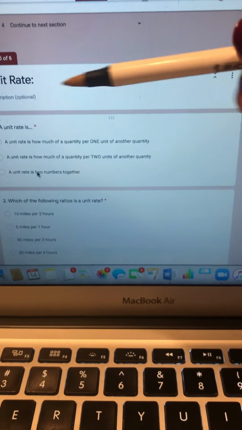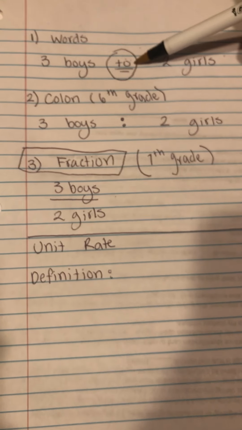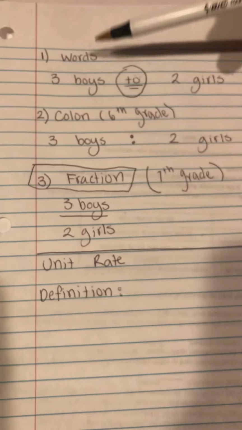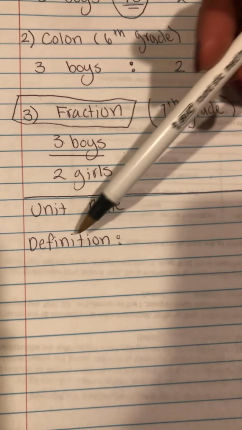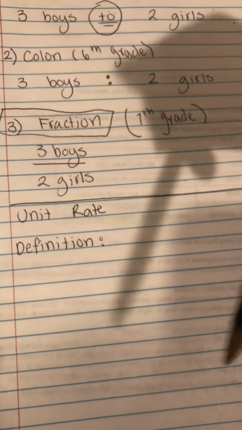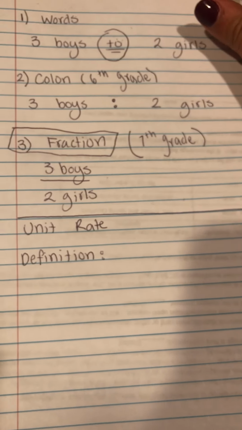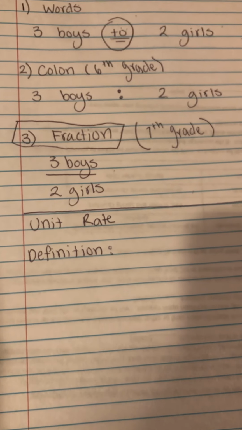All right, now we're going to discuss quickly what is a unit rate. So I'm going to go back to my notebook, okay? In my notebook, the first thing you're going to write under the 3 different ways to write a ratio is unit rate. And then you're going to write definition. This is really important because at the end of this lesson, you will be taking a picture of your notes and showing to me that you did write this down on your notebook.